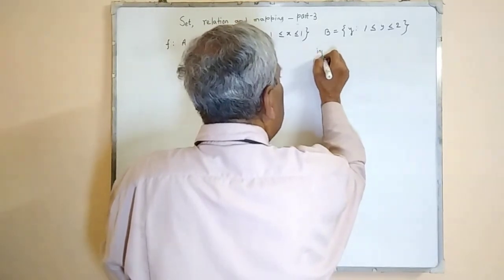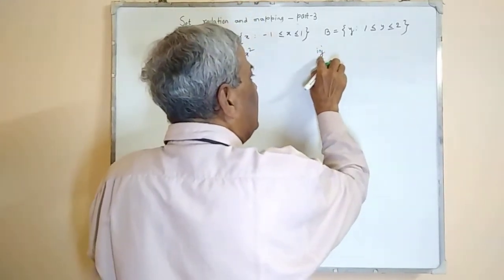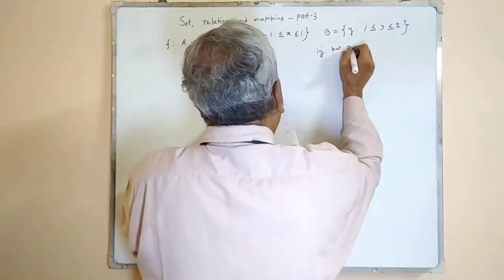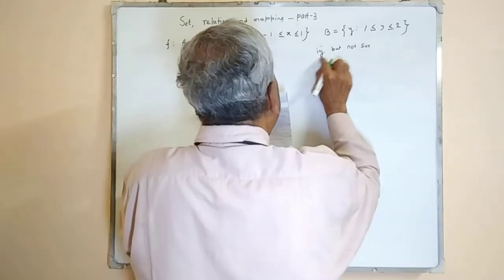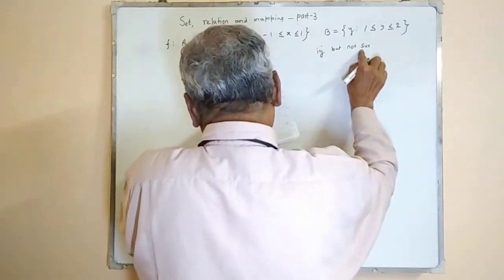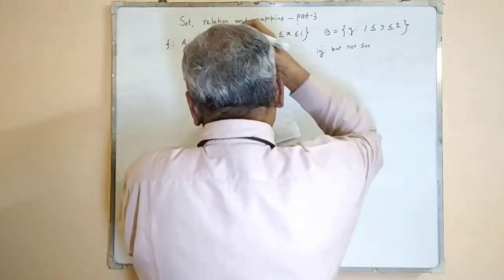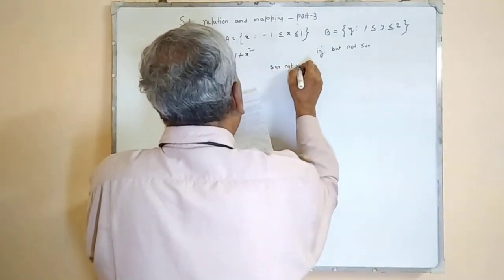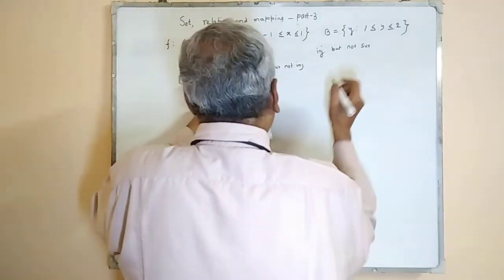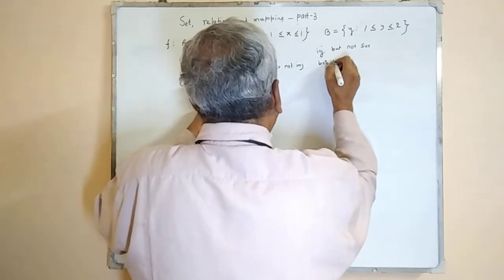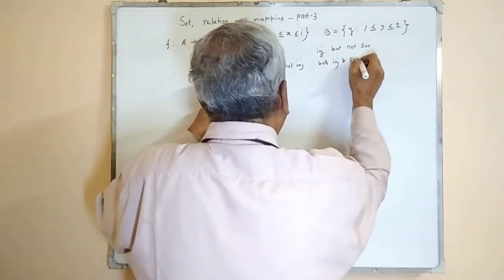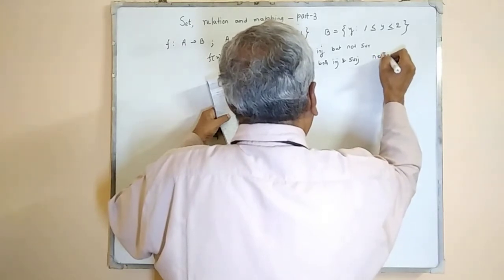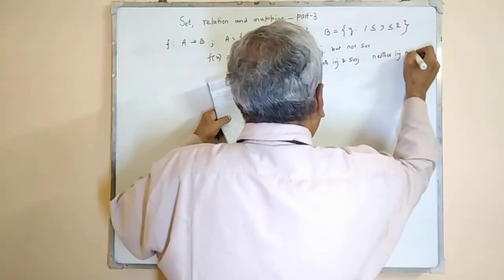Number one, injective. In short, I have written it in short, injective but not surjective. Then next one, surjective but not injective. Both injective and surjective. Last option, neither injective nor surjective.